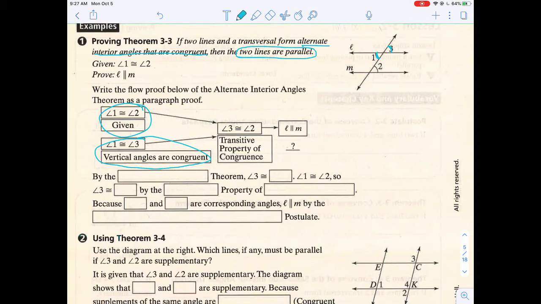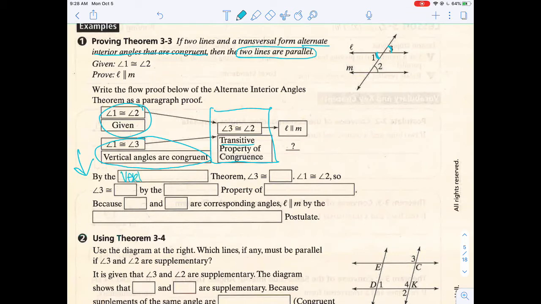Okay, so then, using the transitive property, they jump to this statement. Since 1 is congruent to 2 and 1 is also congruent to 3, 3 has to be congruent to 2 because of the transitive property, which means that line L is parallel to line M. Okay, so now we're going to look at the statements down here for the flow proof.